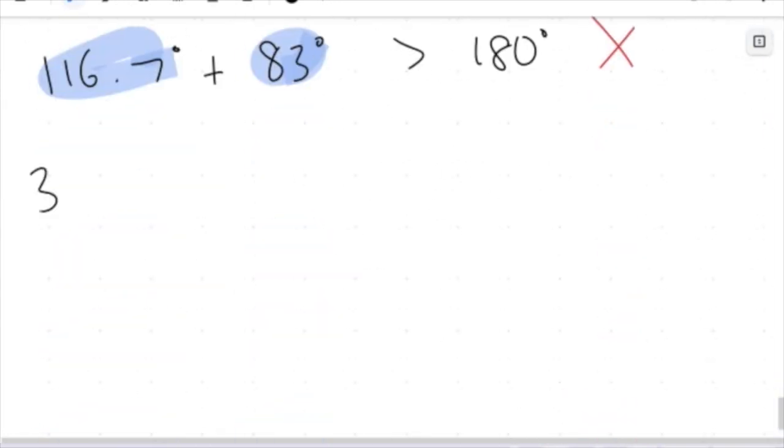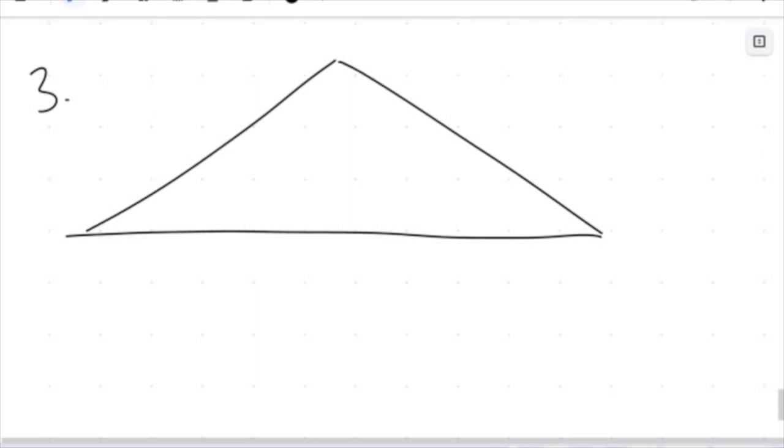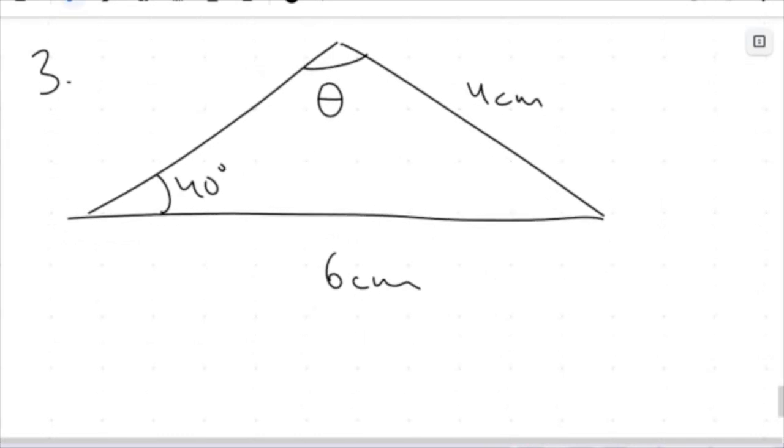Okay, doing one more question here. We have this triangle here. I have an angle size of theta, I have 40 degrees here, I have 4 centimeters and I have 6 centimeters. Okay, so applying sine rule once again, I have this side and it is opposite to this unknown angle. I also have this side and it is opposite to this angle.